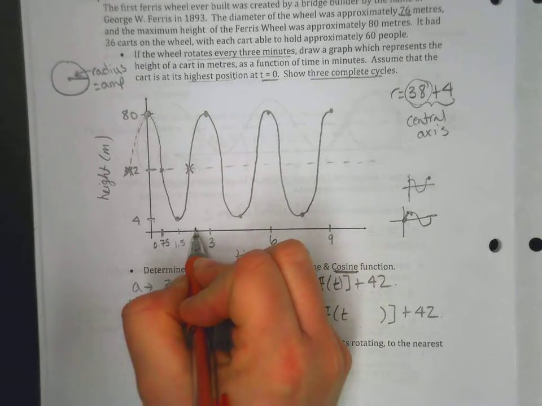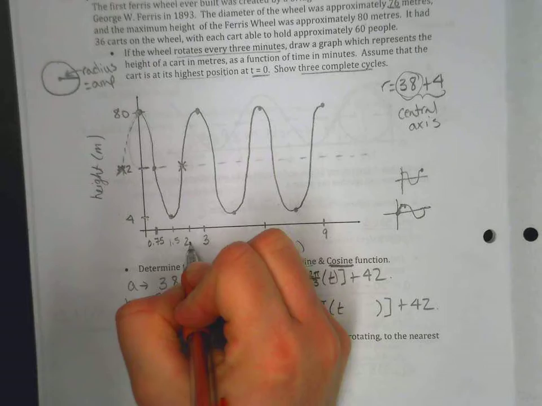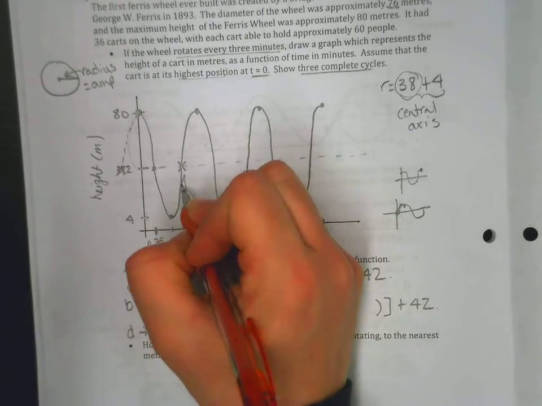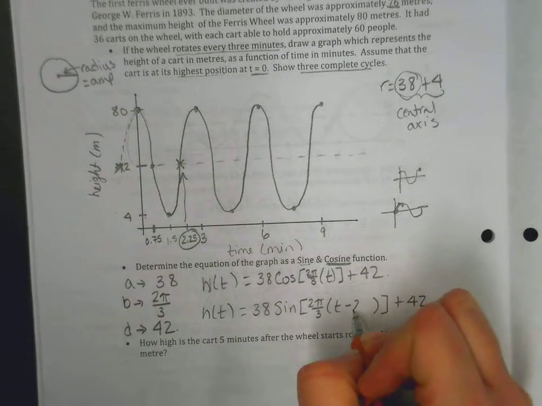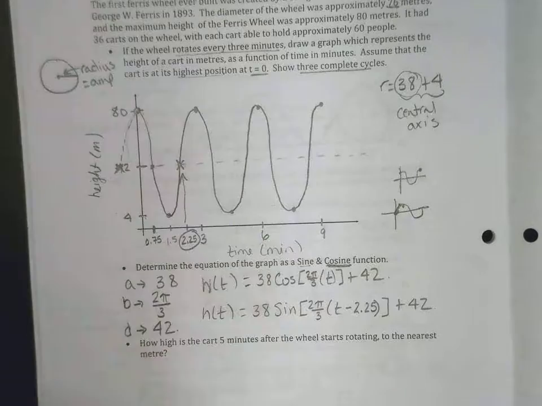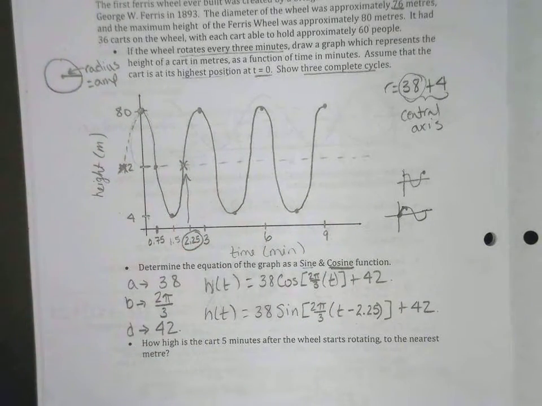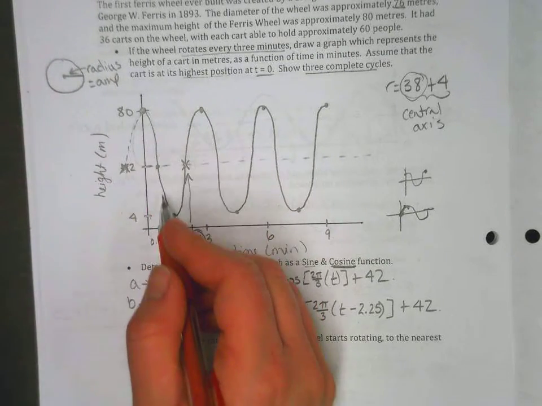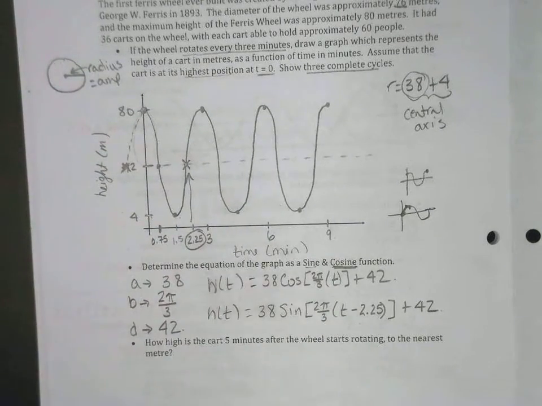So that is our phase shift to the right. Or I could have gone 0.75 to the left. Or I could have done a reflection in the x-axis and 0.75 to the right. So all options would be 100% correct. So I could have 38 sine of 2 pi over 3, t minus 2.25, plus 40. I'll just write the other equation here.